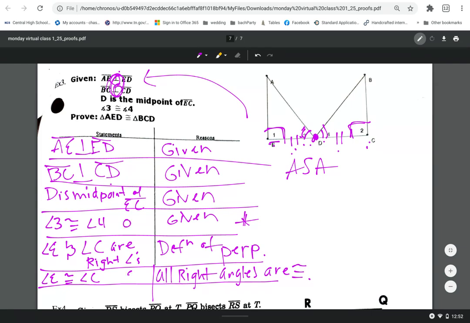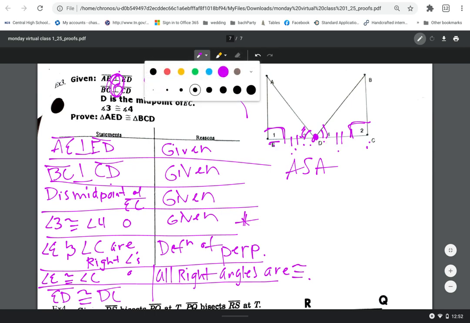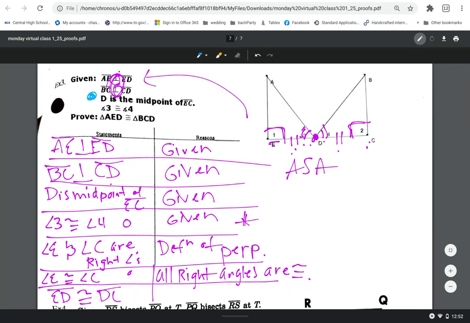Okay, so now I've got 1, 2 congruent parts. I need a third one. All right, so that was this side, right? So I know that ED is congruent to DC. How do we know that ED was congruent to DC? What told us in our proof here? We found that out from D is the midpoint, right? So instead of definition of bisector, we have to use definition of midpoint because we have to use the language that's given to us, right? So definition of midpoint.